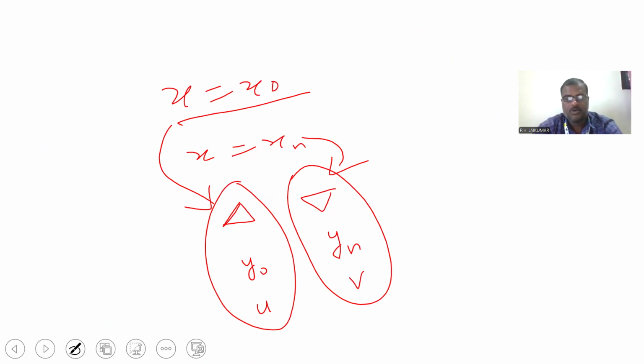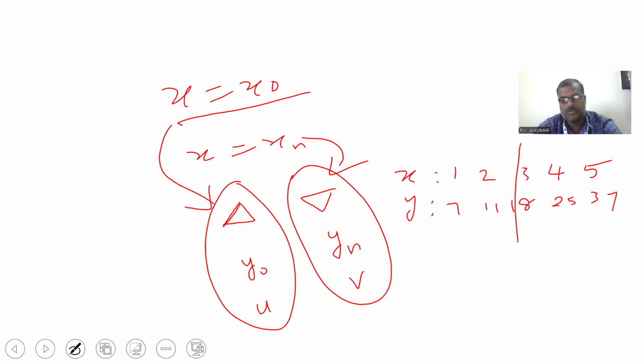When we have to use backward or forward, you have a list of values, right? X and y. 1, 2, 3, 4, 5, 7, 11, 18, 25, 37. Suppose they're asking to identify at x equal to x naught. We can divide this table into two parts. When x equal to x naught, or x equal to 1.5, or x equal to 2, or x equal to 1, it comes under forward difference.